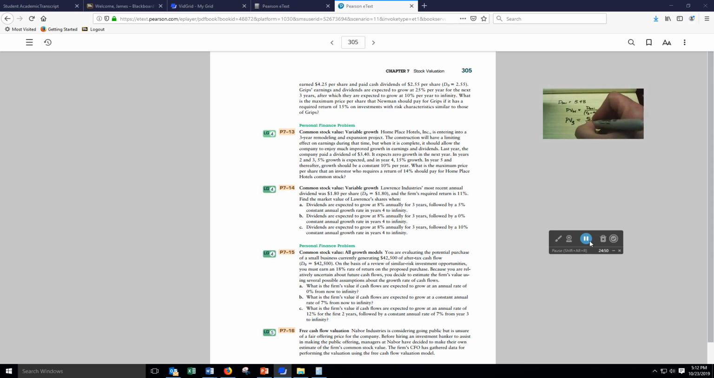$5.48 divided by 0.15 minus 0.1. That comes out to be equal to $5.48 divided by 0.05, and that is going to come out to be equal to $109.56, the present value in year 3. So we're not done. I still have to discount this back to today. So I'm going to take 1 over 1 plus the required return on common stock to the third power. And I'm going to multiply that times the present value of those returns in year 3.